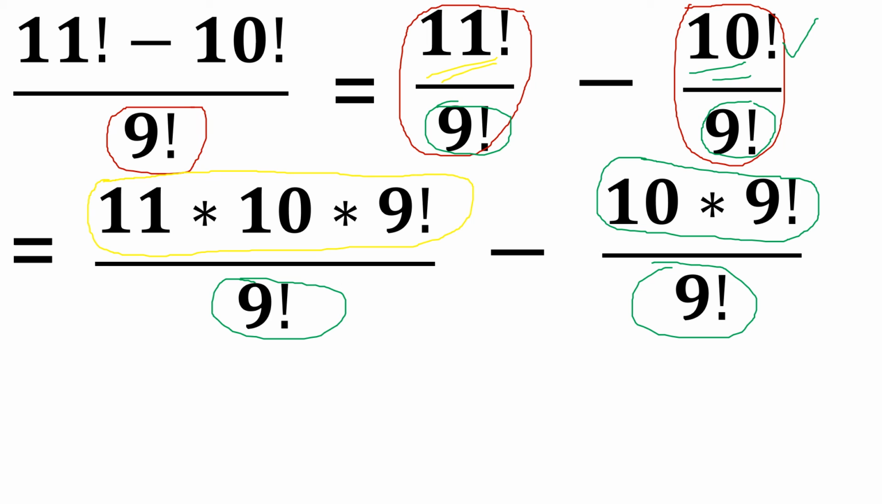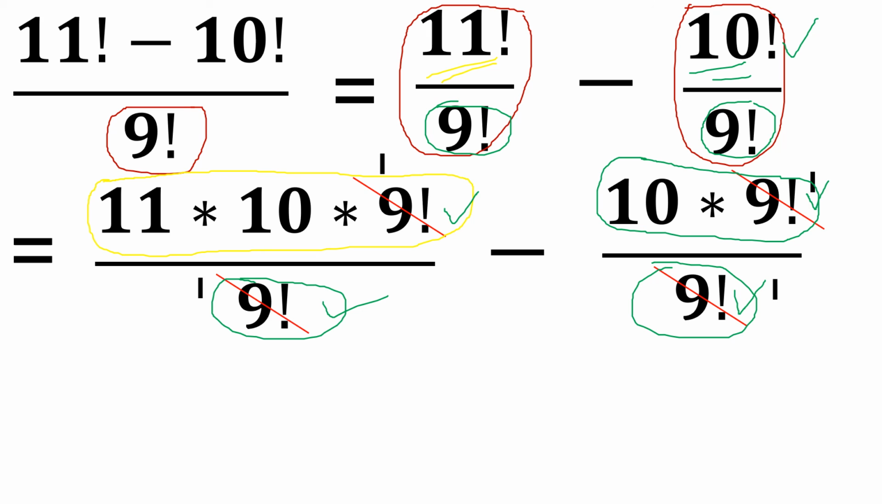Now, if you observe clearly, we have 9 factorial on top here, and we also have 9 factorial at the bottom here. Therefore, they can cancel out. So 9 factorial here, 1; 9 factorial here, also 1. They cancel out. And then on the right hand side, 9 factorial here, 1, and 9 factorial here, 1. So they cancel out.